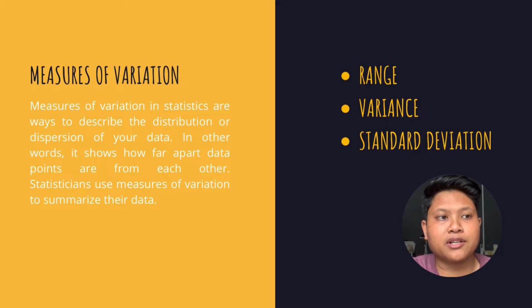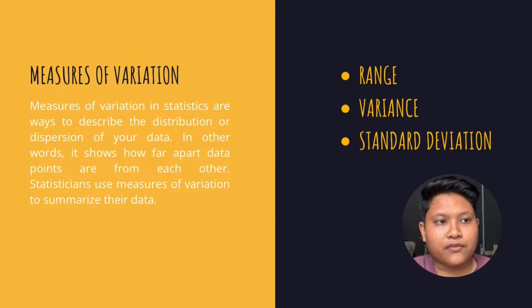Today I will explain my part from part A. In this part there are two important points, which are the measure of variation and the measure of position. In measure of variation there are 3 subpoints: range, variance and standard deviation. So I will explain the measure of variation.